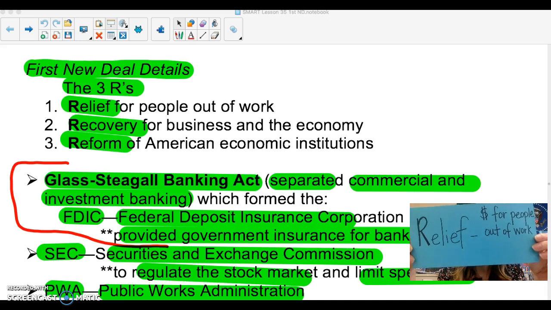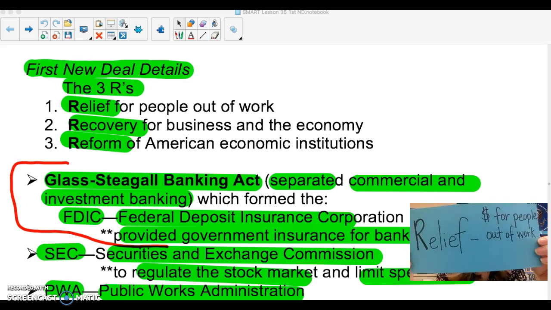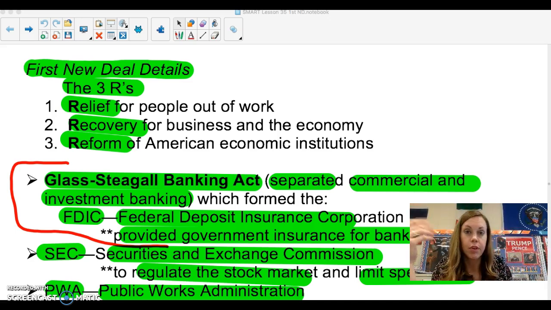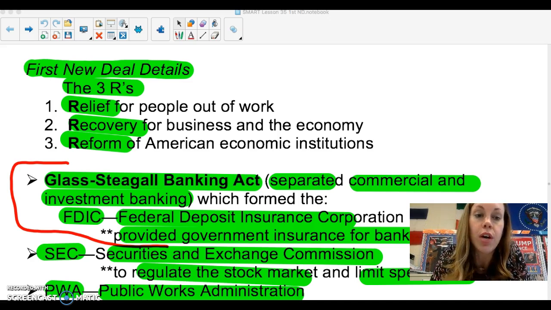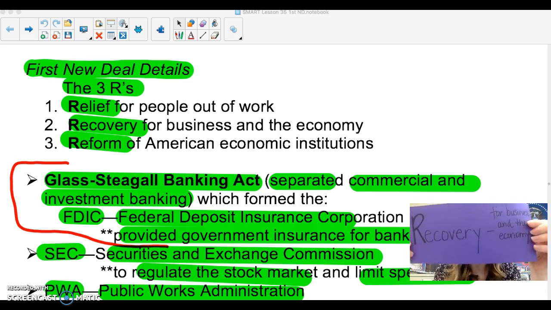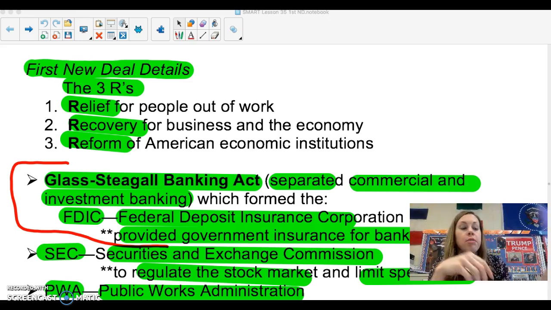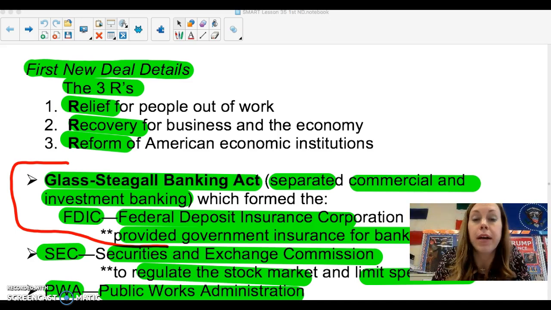It is not necessarily a handout of cash. It could be providing jobs to people so they can pay for their bills, pay for their groceries over a period of time. Okay, that is relief, money for people out of work in the form of jobs. Recovery is for businesses and the economy. So remember, we had some businesses go under during the Great Depression. Recovery is for businesses and the economy to bounce back up, because we need businesses thriving again.